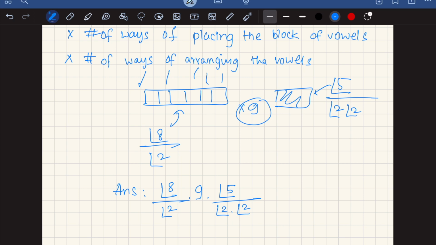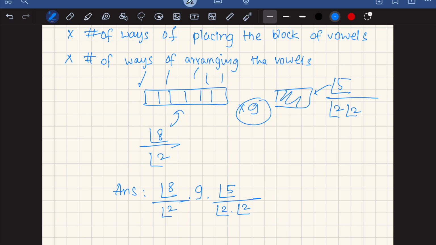So let's clarify that. What we are saying is you have one block of vowels, right? So there's only one place where you can keep it. So 9 factorial is something that you do when you have, let's say, 9. Ma'am, maybe you are trying to say that 9 factorial is like arranging the block of those nine letters into different ways, which we can't do. Am I right? Yeah, that is exactly what I'm trying to say.